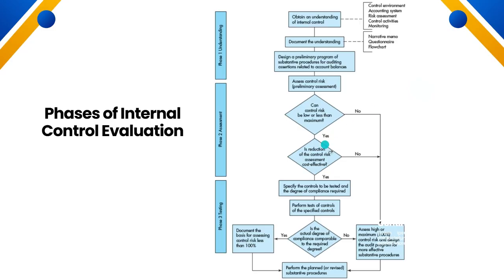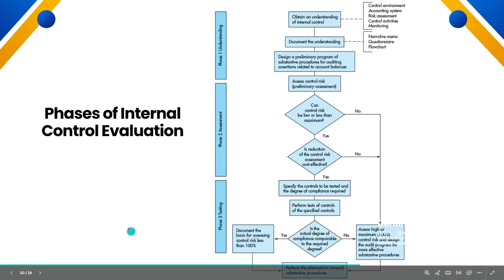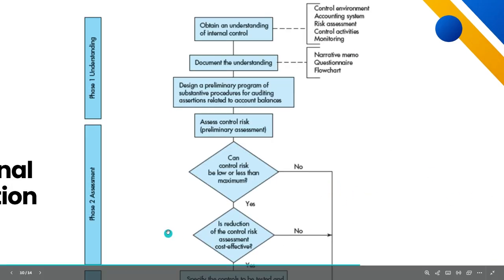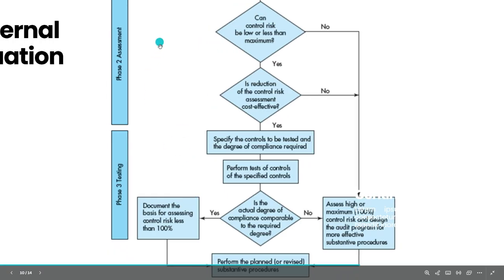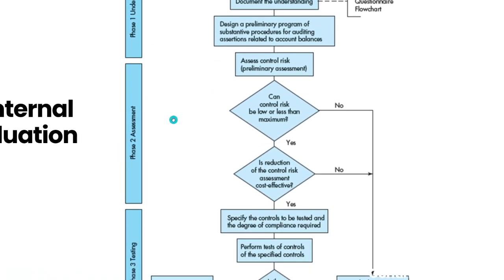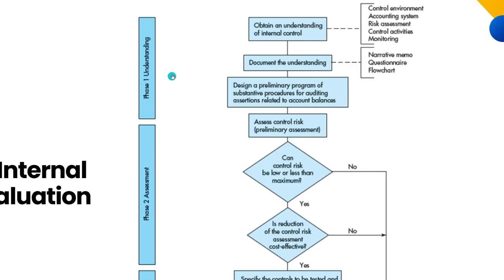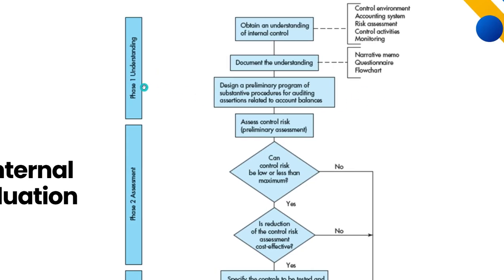So here is the diagram from your textbook. Let me zoom in here. And we see those three phases. So we have at the top, understanding, phase 2, assessment, phase 3, testing. So let's look at these in a little bit more detail. So in phase 1 or step 1, we have understanding. So obtain an understanding of internal controls.